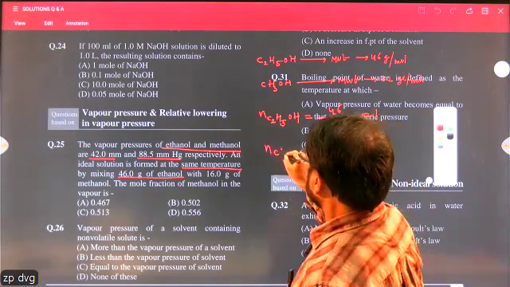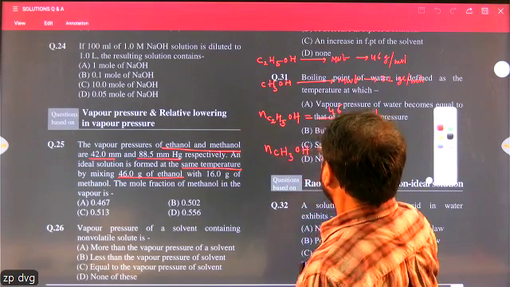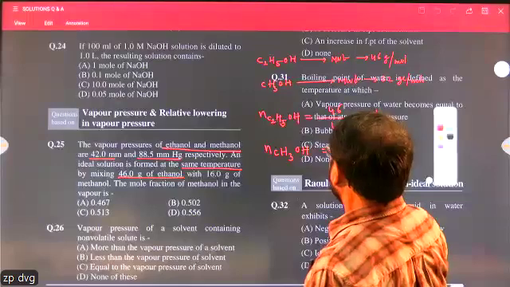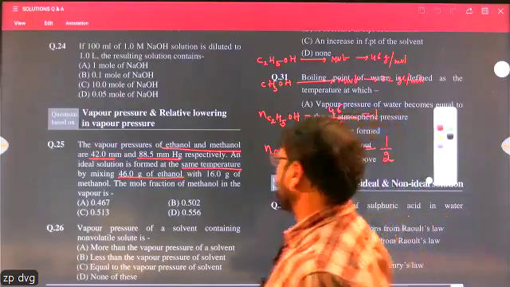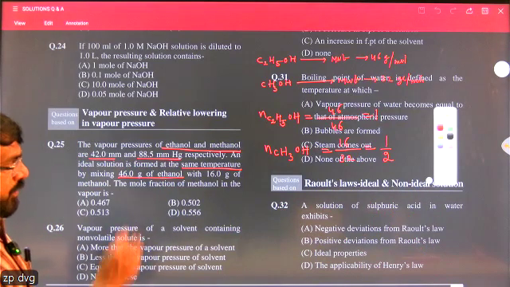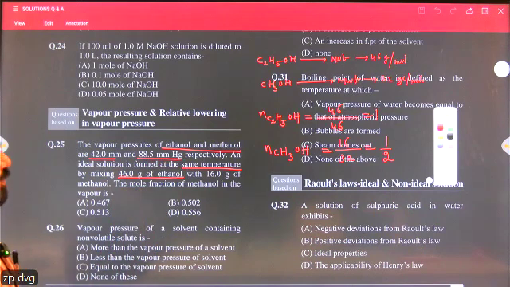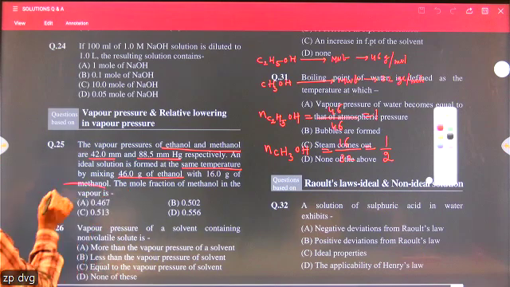Number of moles of methyl alcohol is equal to, given weight is 16 and its molar mass is 32. So then how much will we get here? 1 by 2, half we will get. Number of moles we calculated: ethyl alcohol, 1 mole; methyl alcohol, half mole. Now they are going to ask the mole fraction of the methanol in vapor phase.